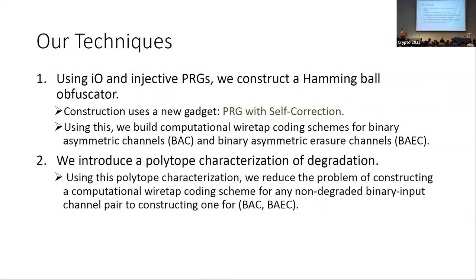Okay, summary of our techniques. We first use IO and injective PRGs to construct a Hamming ball obfuscator. This construction uses a new gadget, which we call a PRG with self-correction. Using this, we build computational wiretap coding schemes for a particular class of channel pairs, this asymmetric setting, where Bob's channel is a binary asymmetric channel, and Eve's channel is a binary asymmetric erasure channel. I will give you the definitions for those later.